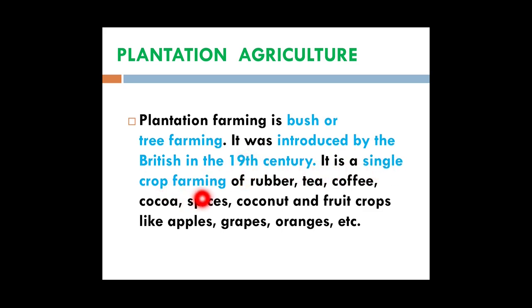It is a single crop farming of rubber, tea, coffee, cocoa, spices, coconut. It can be fruits also like apple, grapes, oranges, etc. So any one crop, a bush or a tree, is grown so that a lot of profit can be earned. Let me tell you, here only either a plant, a tree or a bush is grown. And I gave you examples, trees like rubber, cocoa and bush like tea, etc.